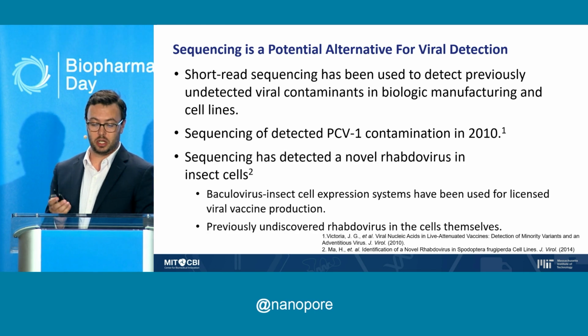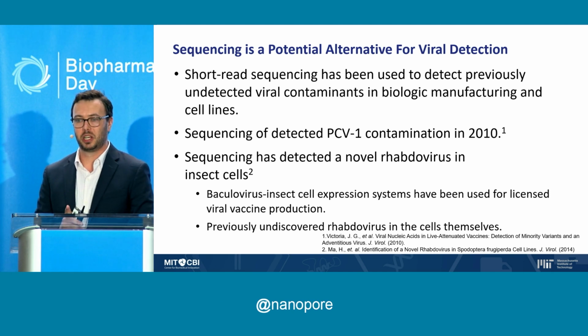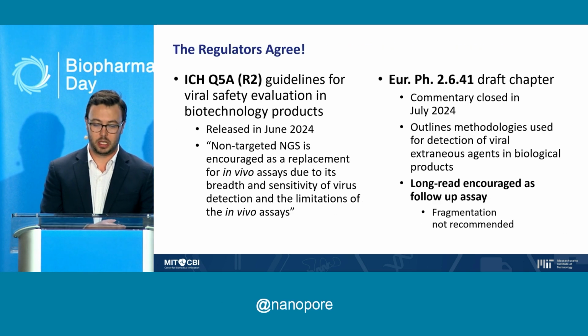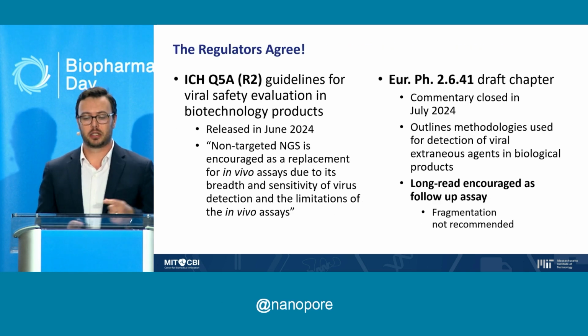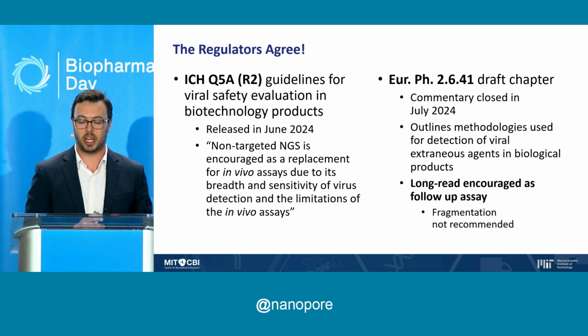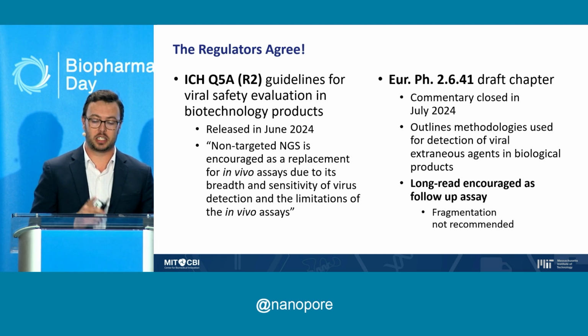Later on, there was also a novel rhabdovirus that was detected in insect cells using sequencing that was also not detected in other assays. So sequencing certainly has a benefit when it comes to seeing whether or not a virus is present in your sample. And the regulators also agree. So the ICH Q5A R2 guidelines that discuss viral safety evaluation, which was released just in June this year, says that now non-targeted NGS is encouraged as a replacement for the in vivo assay.